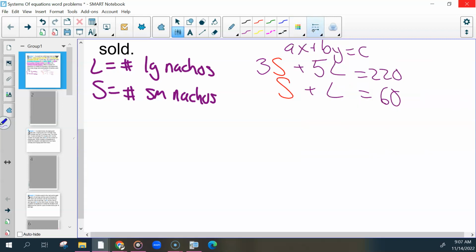When we solve by graphing, your calculator only likes the variables x and y. So we have to change these to x and y. I'm going to say that my s is my x and my l is my y. It does not matter if you switch those as long as you keep it consistent. And then I would need to change how both of these look so that it's solved for y. For this second one, that's not that bad. I can just subtract. I have y equals 60 minus x.